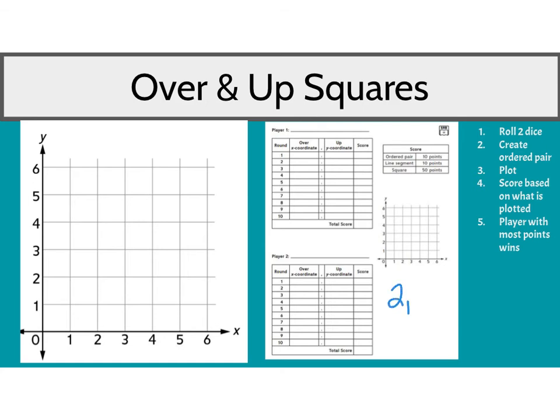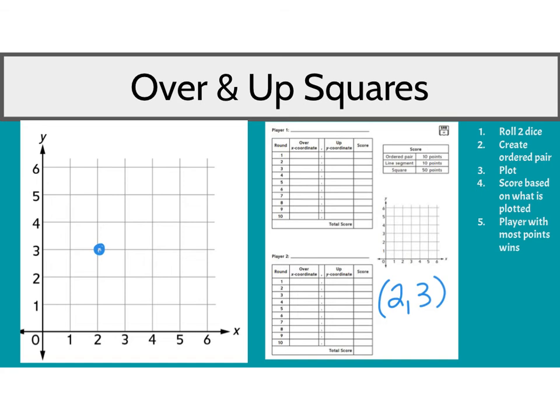So let's just say that I'm going to make it 2, comma, 3. You're then going to locate that coordinate on your coordinate grid. So you're going to plot it, is what we call that. So we're going to go over 2, up 3. So over 2, up 3, and we're going to place a dot.